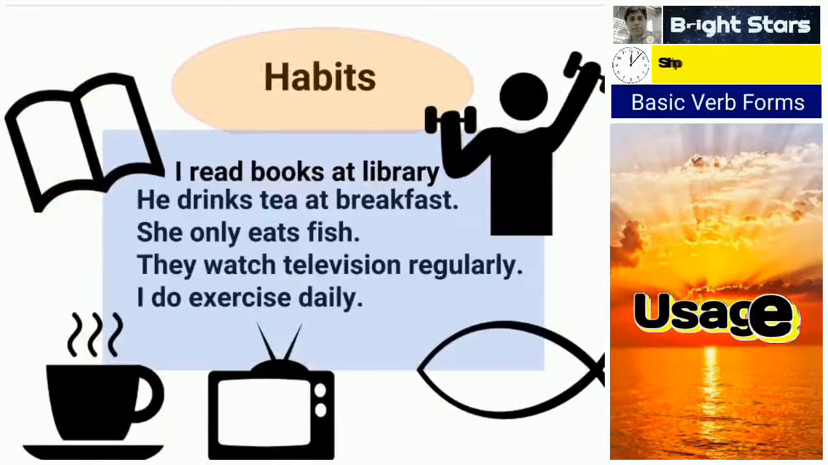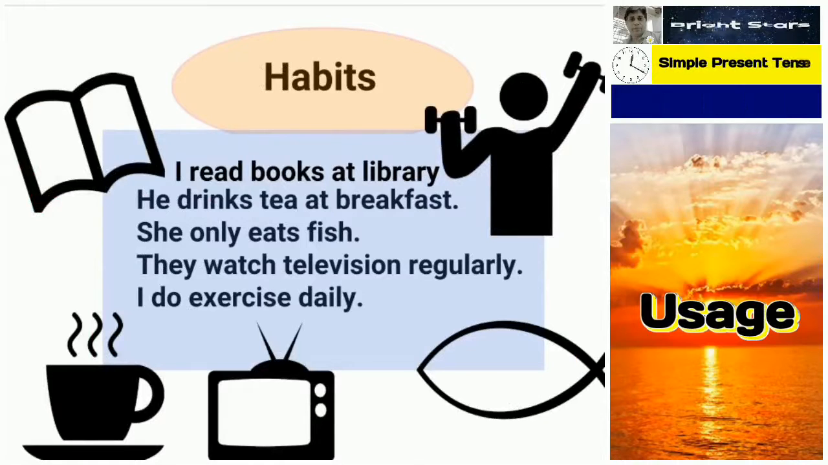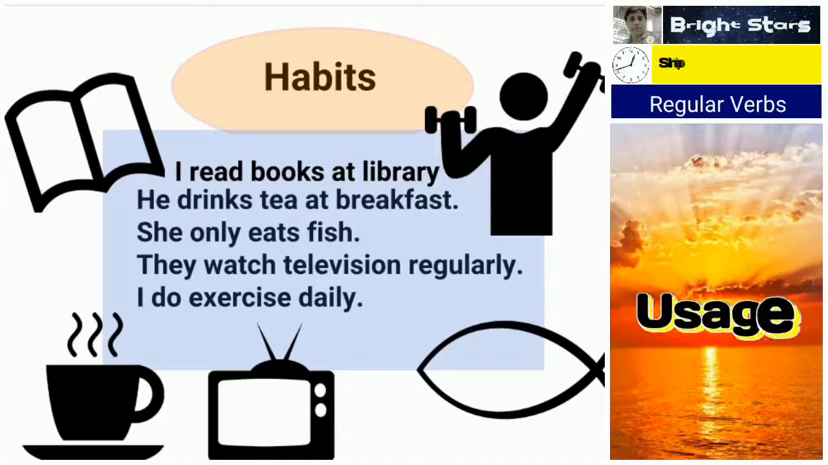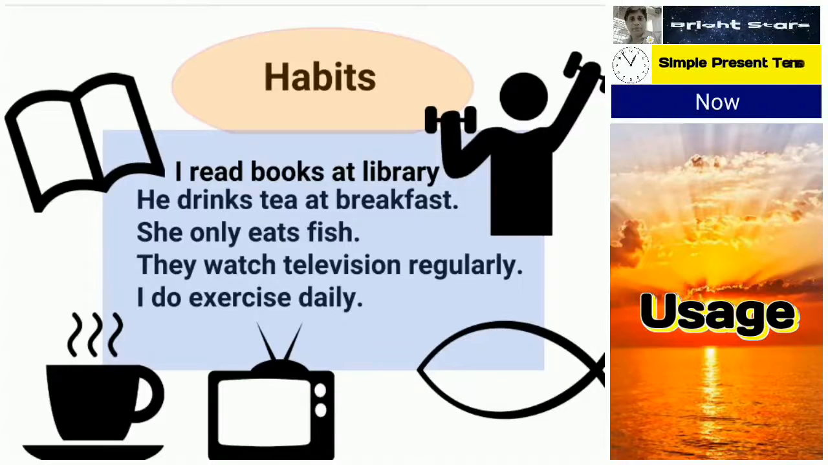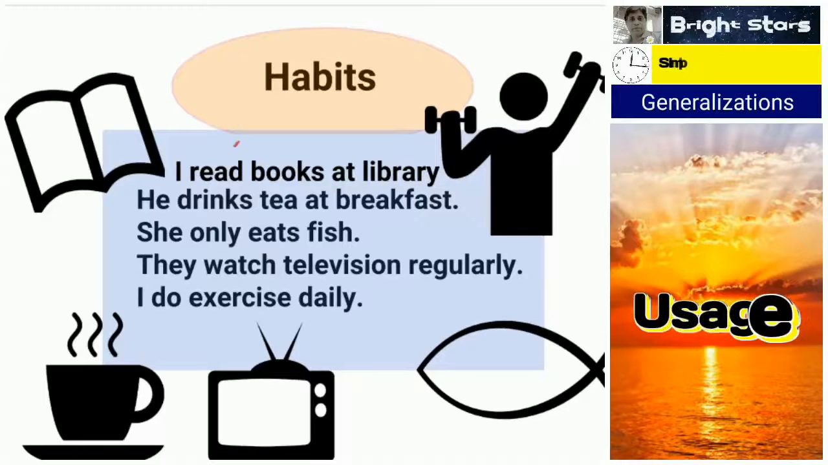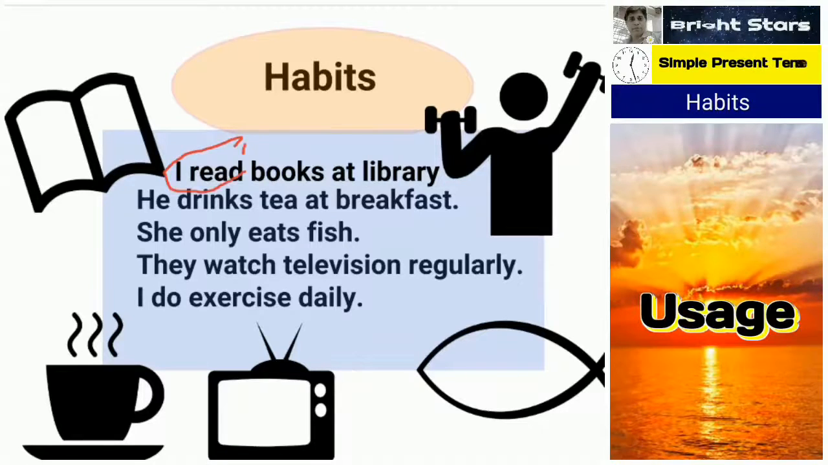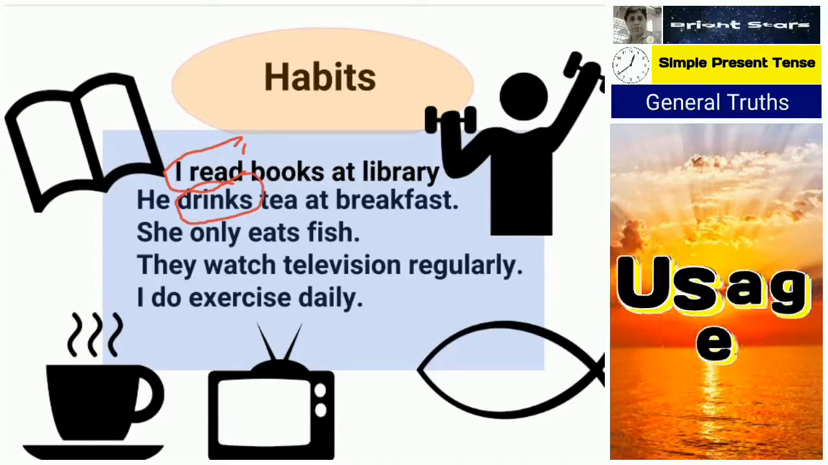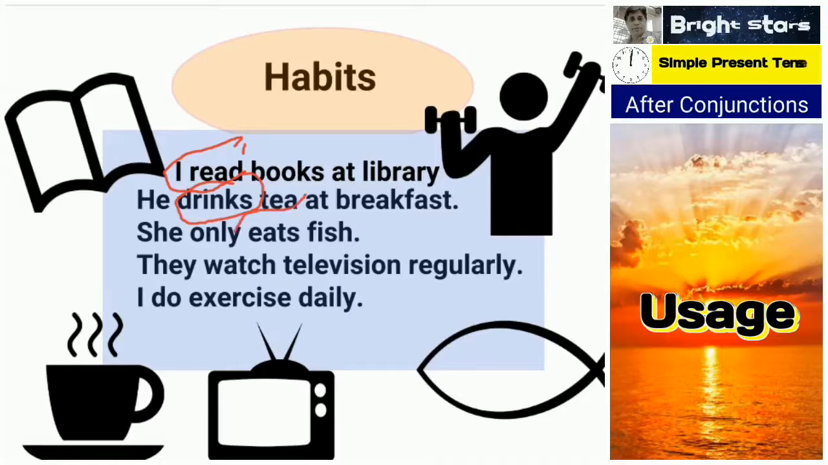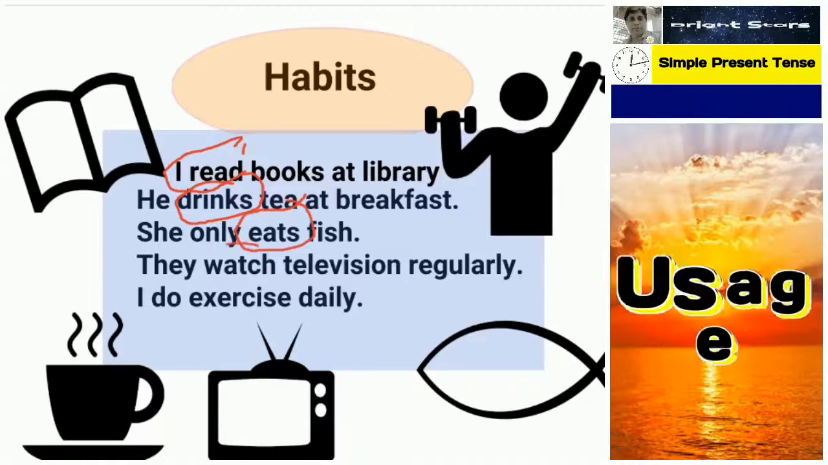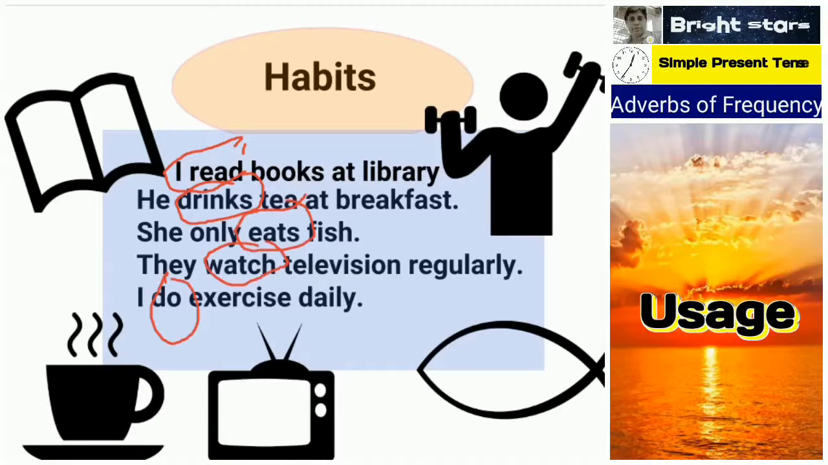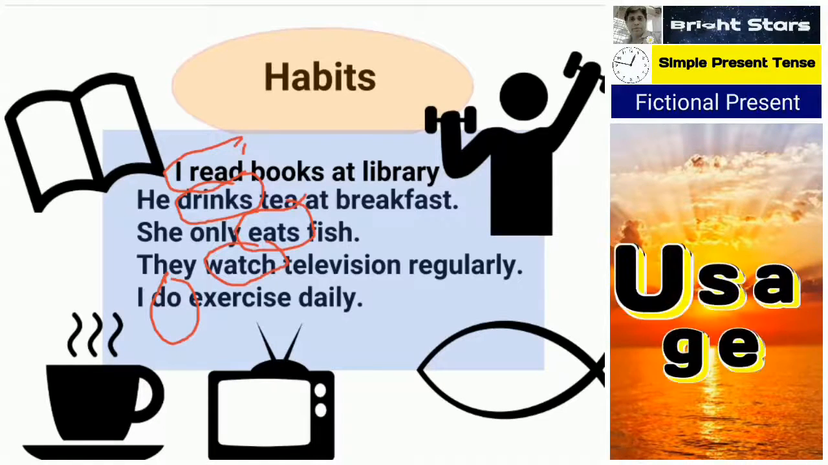Next one, for habits we use it: I read books at the library. He drinks tea at breakfast. She only eats fish. They watch television regularly. I do exercise daily. For them we use simple present tense for habits. So read, simple present tense. Why "drinks"? We have added s because he is there. For she we have used eats. They, third person plural, simply watch. I, first person singular, we have simply used do.